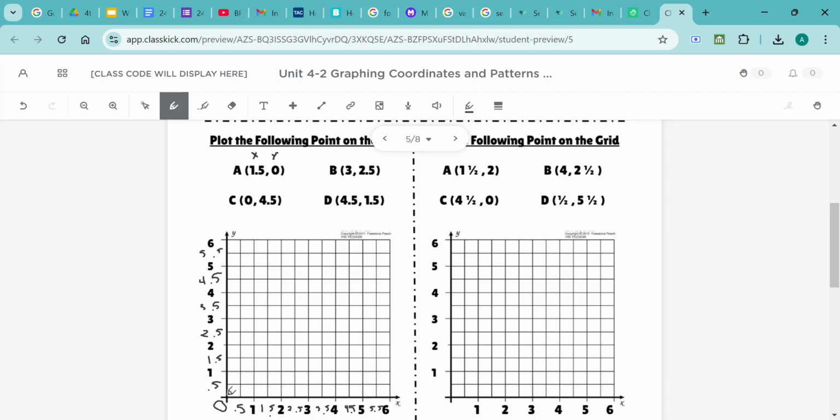So I'm going to start at 0. Always start at the origin. This is the beginning. And we're going to move over to 1.5. Boom, 1.5. And then I need to move up 0. Oh, well, if I don't move up 0, I'm going to be right on this line.